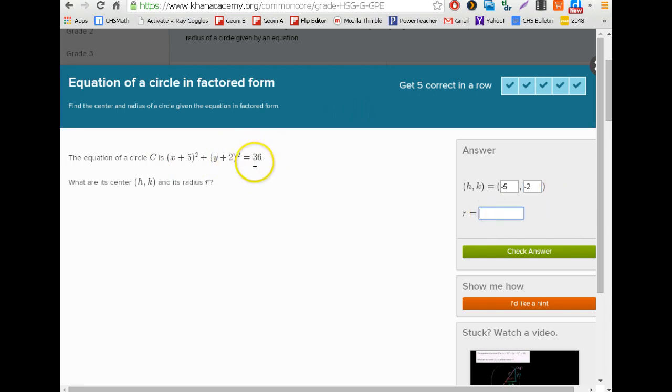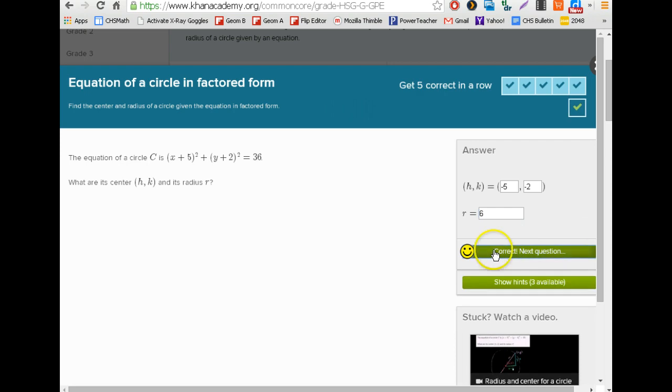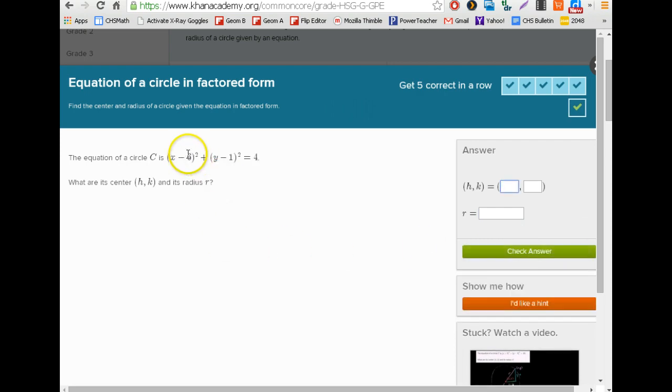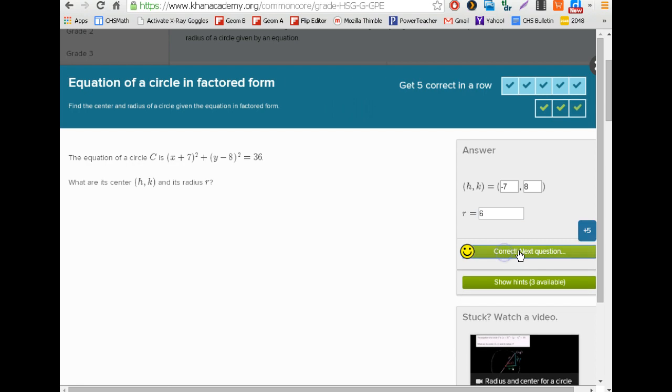And then my radius is the square root of this number, which is the square root of 36. So that's 6. So that's how these are done. Now here we have a minus, so this is just simply 6 for h and 1 for k, and the radius is the square root of 4, which is 2. And then the next one, this one we flip the sign, right? Negative 7 because it's plus, and over here we have 8 for k, and the square root of 36 is 6. See how these are done?